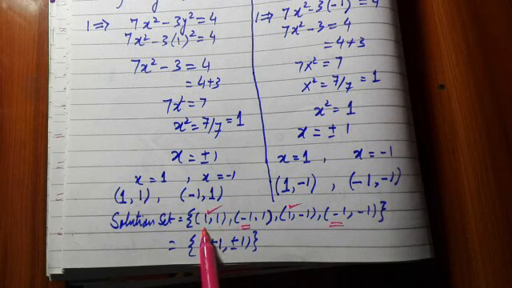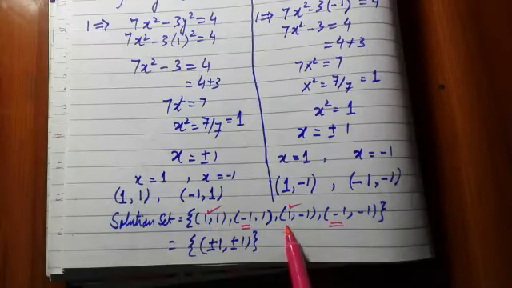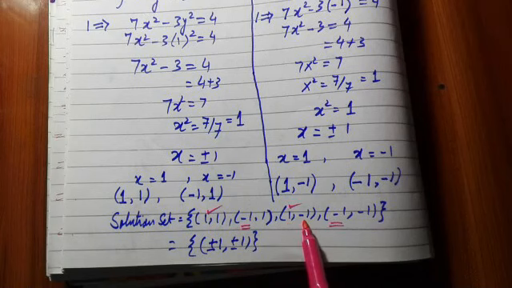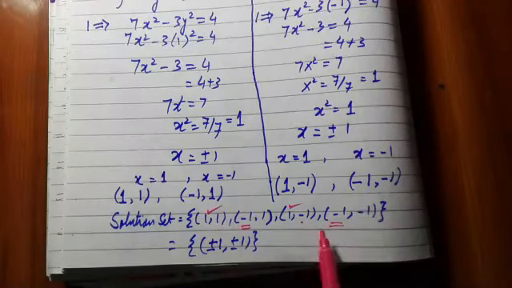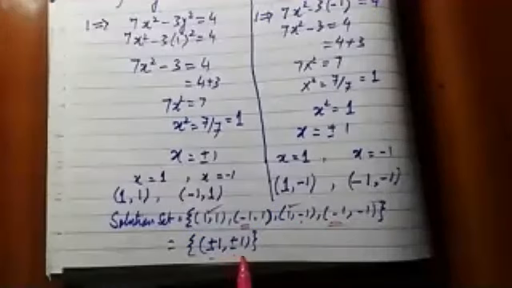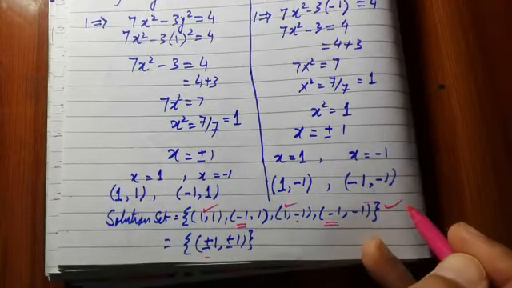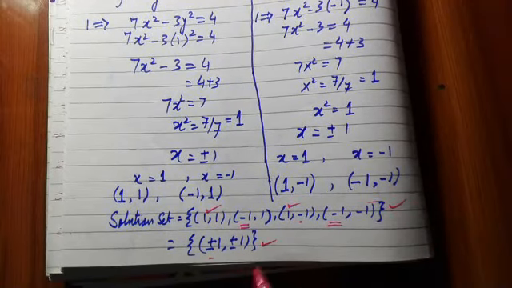Against a positive value of x, there is a positive value of y, and against a positive value of x, there is a negative value of y. So that's why you can write all these 4 ordered pairs in a collective format like this one. So this will give you the solution set. Either you can write it in this format or you can write it in this format. Both are considered to be correct. So this is how you will write the solution set.